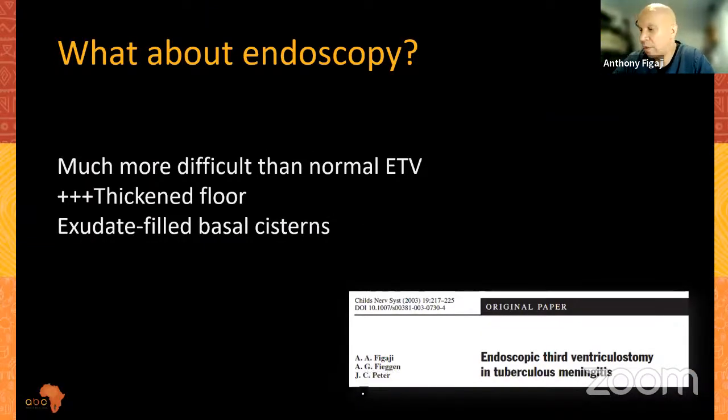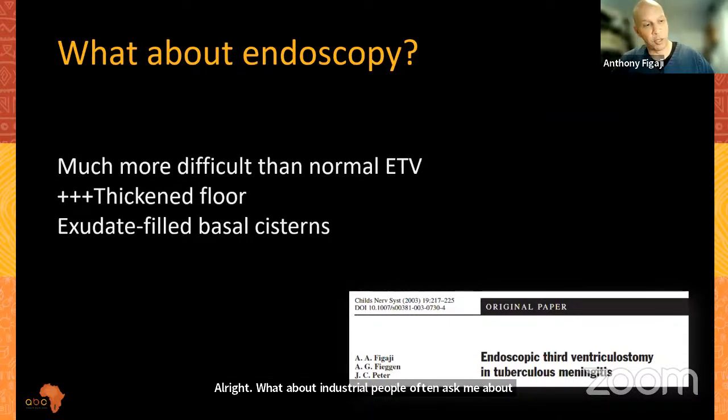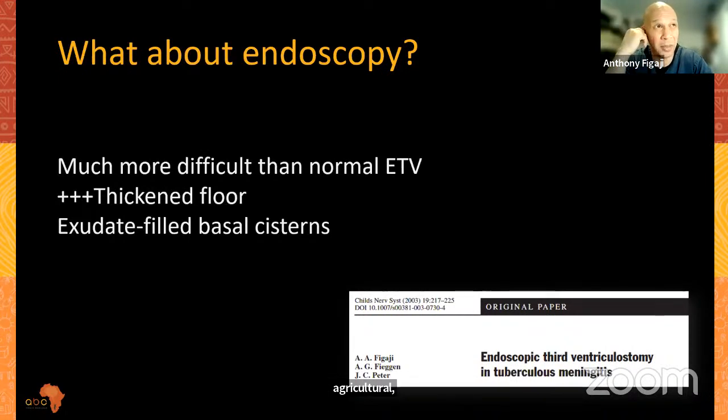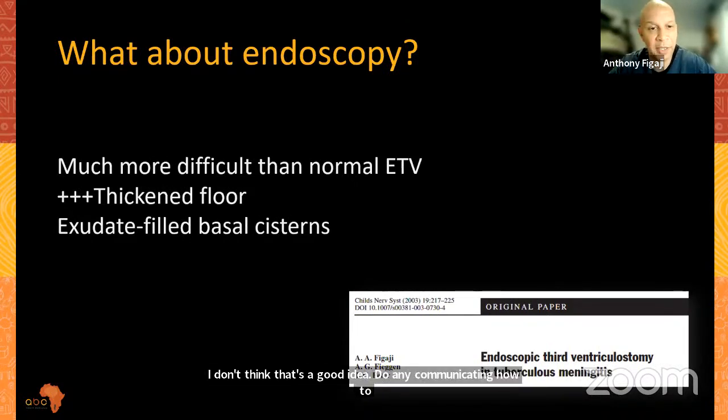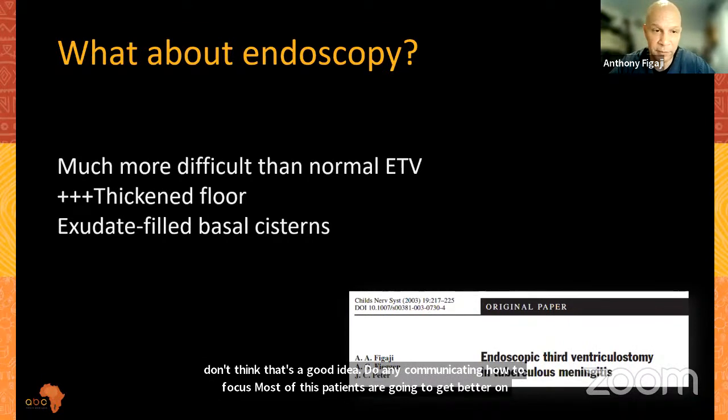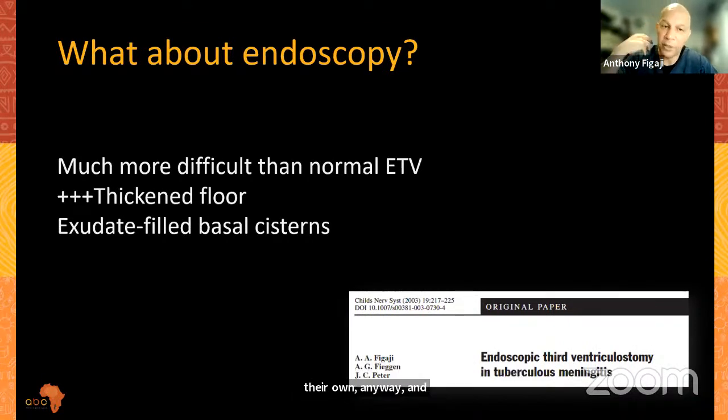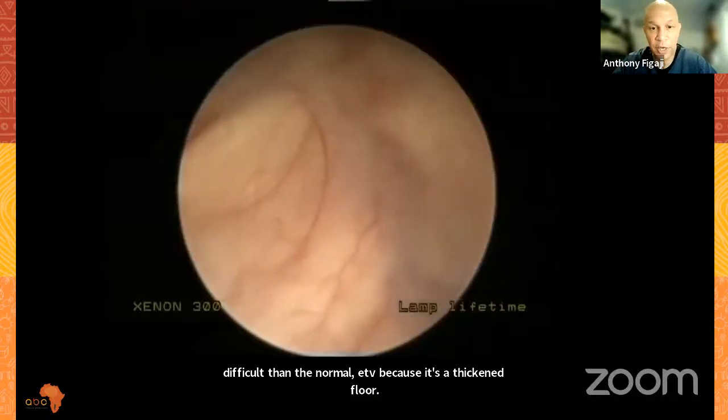All right. What about endoscopy? People often ask me about third ventriculostomy, and this was something that I published a long time ago. It was the first time we'd looked at it. The problem with third ventriculostomy, and we'd only do this for non-communicating hydrocephalus. Lots of people just do it indiscriminately. I don't think that's a good idea. Doing it in communicating hydrocephalus, most of those patients are going to get better on their own anyway. And a third ventriculostomy in TB meningitis is much more difficult than a normal ETV because there's a thickened floor, and even when you get through the floor, when you get into the cisterns, it's just filled with exudate. So we don't recommend it.